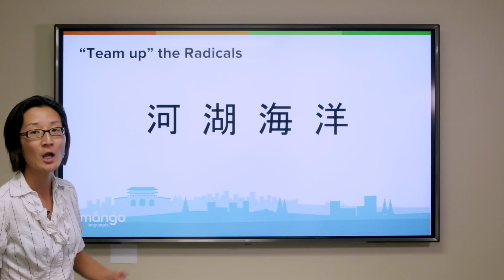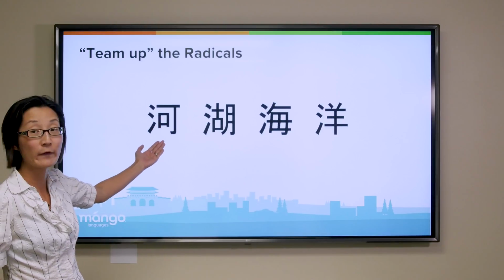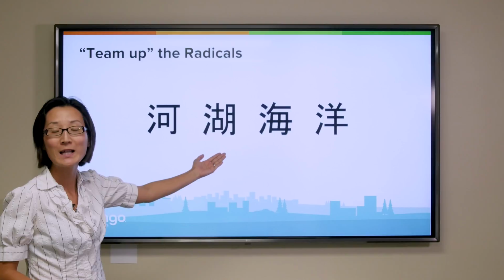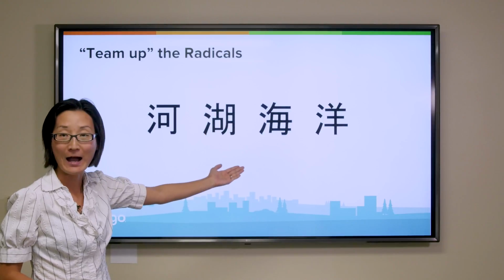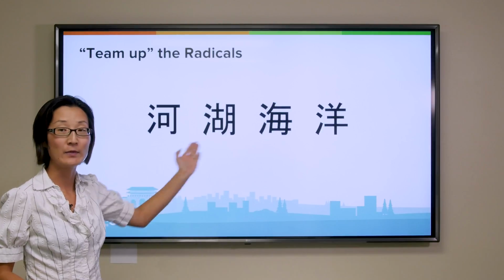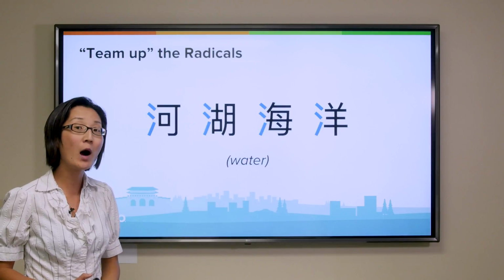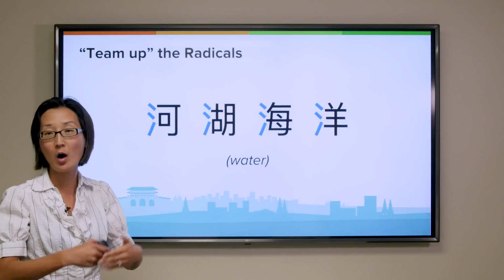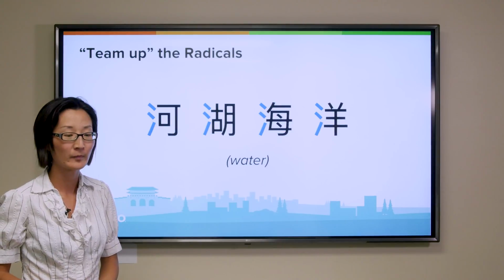And next, 河, river, 湖, lake, 海, sea, and 洋, ocean. And they all share the water radical. All of them are made of water.